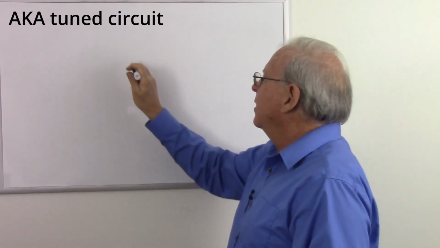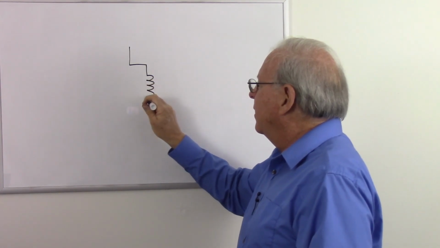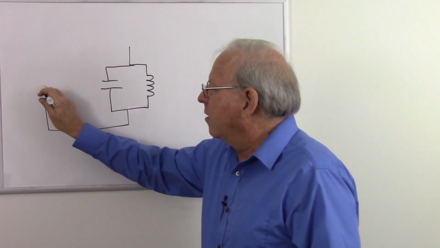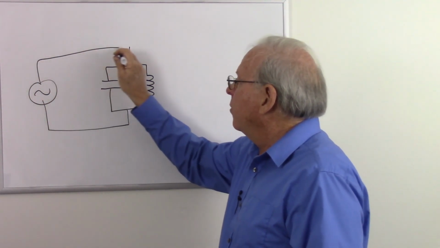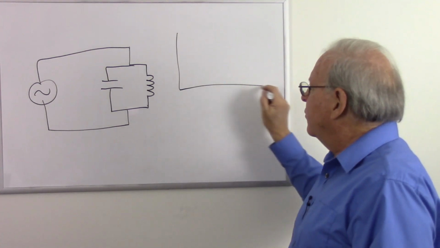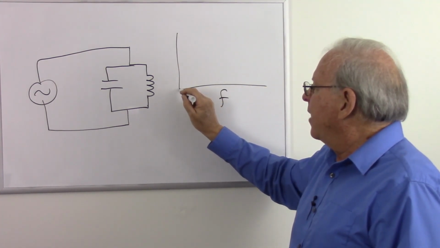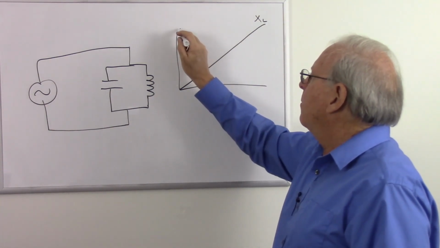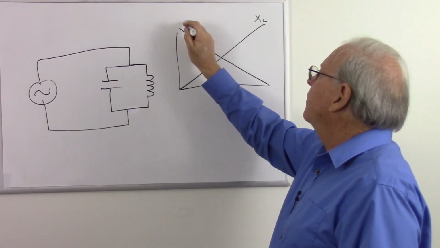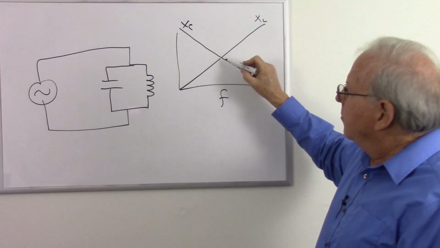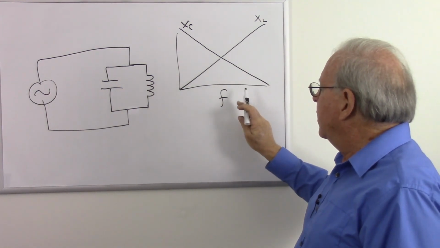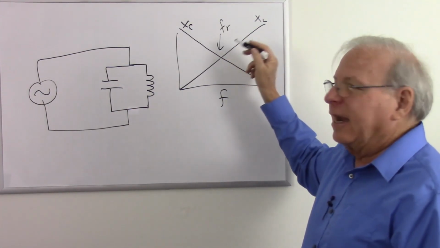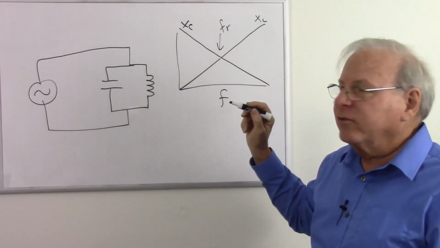A resonant circuit consists of an inductor in parallel with a capacitor. And if we put that across a sine wave source, we will find that at low frequencies our inductive reactance starts low and goes high. Our capacitive reactance starts high and goes low. And there's going to be a frequency where they are the same, and that's called the resonant frequency. So where the inductive reactance and capacitive reactance are equal, we call that the resonant frequency.